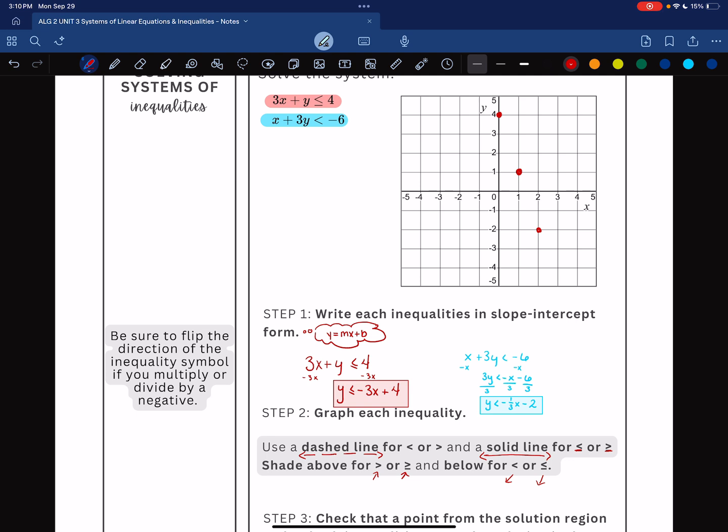Okay, now is this line going to be solid or dashed? Well, because it's the less than and equal to, the equal to means we'll make it solid.